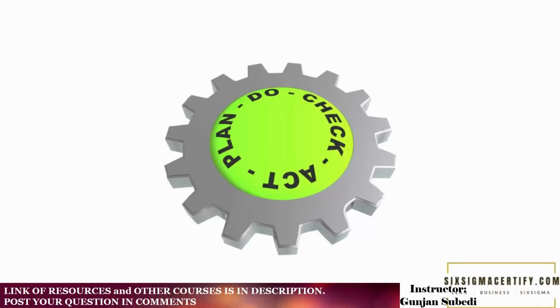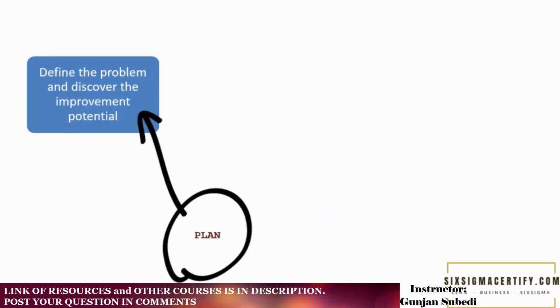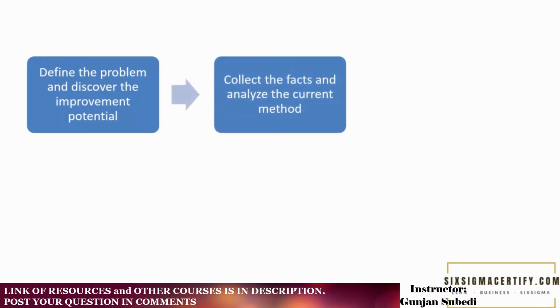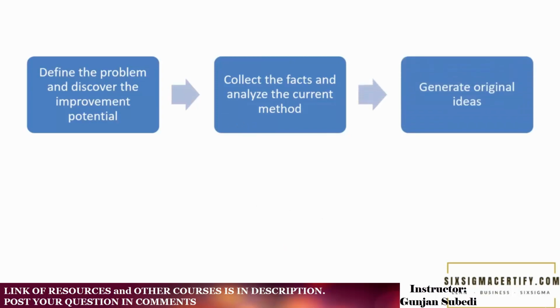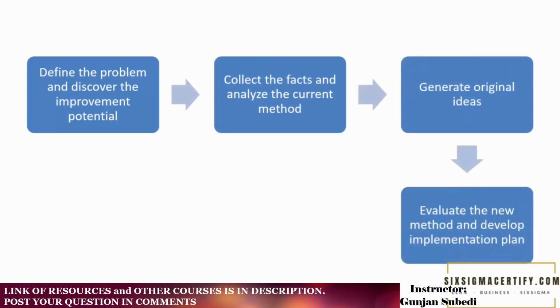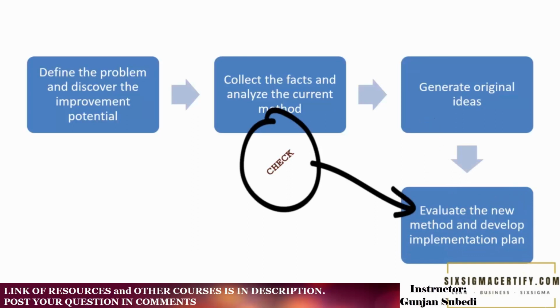In this lecture, we are going to study the steps of performing Kaizen. Generally, Kaizen is performed in a PDCA, or plan, do, check and act, cycle, and following the PDCA cycle, Kaizen can be implemented in 6 steps. The first step is to define the problem and discover the improvement potential. We then collect the facts and analyze the current methods. We then generate original ideas, evaluate the new methods and develop the implementation plan.